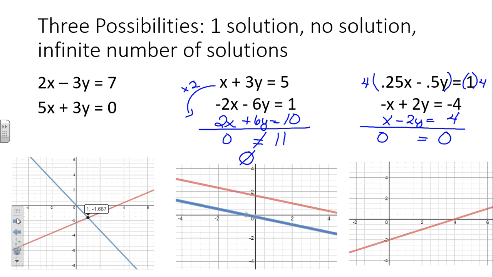Yes. So since that's a true statement, 0 equals 0, 5 equals 5, 7 equals 7, then we know that it's going to have an infinite number of solutions because they're the same line. So this point satisfies it, this point satisfies it, this one does, this one does, this one does, and so forth. Okay.